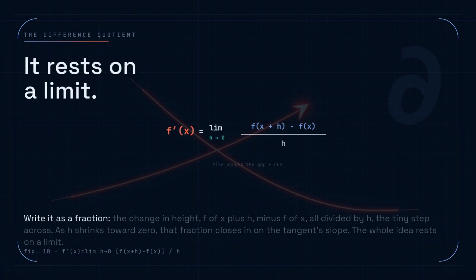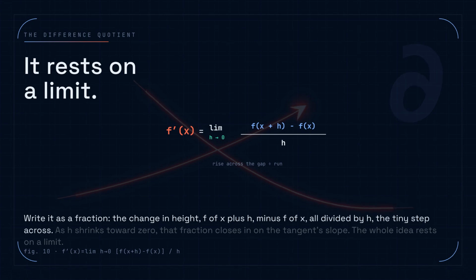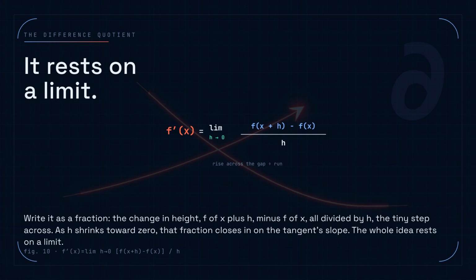Write it as a fraction. The change in height, f(x + h) - f(x), all divided by h, the tiny step across. As h shrinks towards 0, that fraction closes in on the tangent slope. The whole idea rests on a limit.